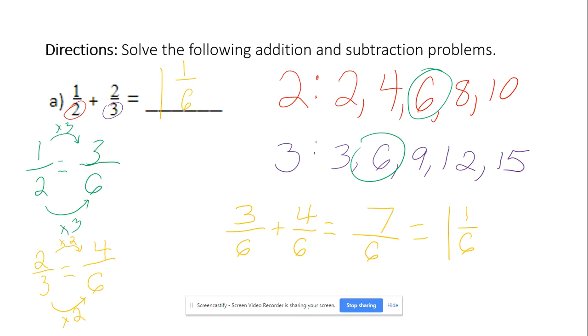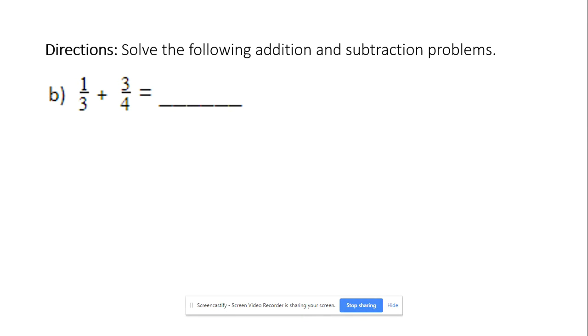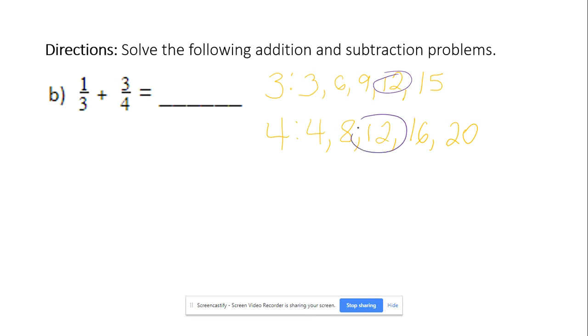Let's move on to part B. So with B, we see it's 1/3 plus 3/4. We're going to do the same thing. We're going to make a list of the first 5 multiples of 3, which is 3, 6, 9, 12, and 15. And then we're going to make the next list of multiples of 4, which is 4, 8, 12, 16, and 20. Let's see which number is first in both lists. I notice that 12 looks like it's the first number in both lists.